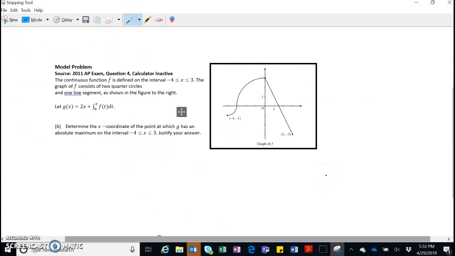Alright, so in part B, we're again asked to determine the x-coordinates at which our original function g has an absolute maximum, and then we need to justify our answer. So just like last time, when I see absolute max, I'm interested in trying to find those critical points and endpoints to help me assess where it is that my function takes on its maximum quantity.